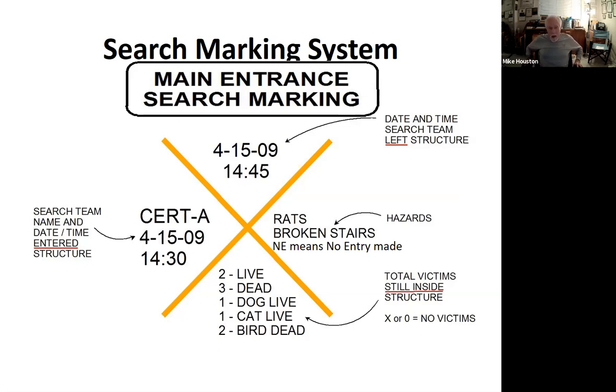Otherwise, to the right of that X are any hazards that you considered significant. Put in whatever is significant to you that you may think would be important to another team that might go in. If there are no victims inside, make sure you go ahead and put X or 0. I kind of plan on using the 0 because everybody knows what 0 means, right? Might have some confused people if you put an X down there at the bottom. They may not really understand what that means, so try using a 0.